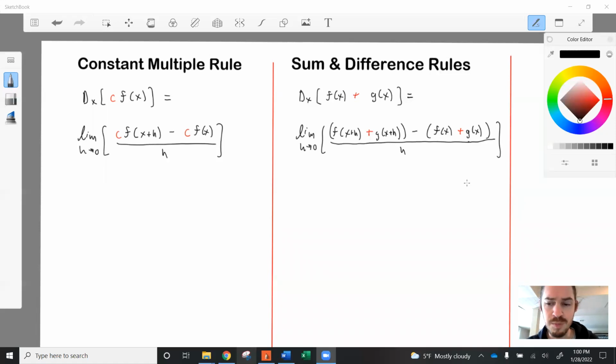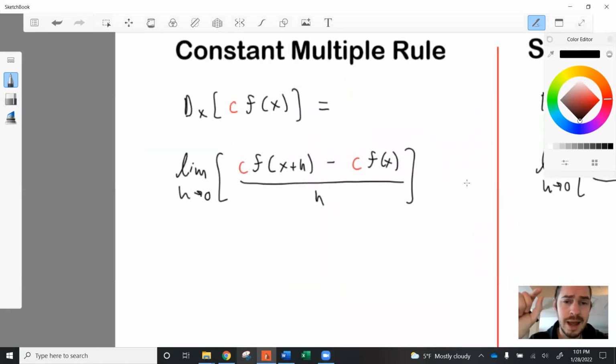Those rules for limits essentially carry forward. And derivatives, because the derivative is defined in terms of limits, sort of inherits those properties, if you will, from limits. So I'm going to show you how that works out, and I'll show you what the rules look like, and then I will show you how we can put them to use. So first of all, let's look at this constant multiple rule.